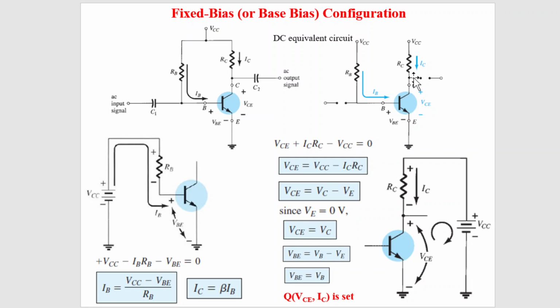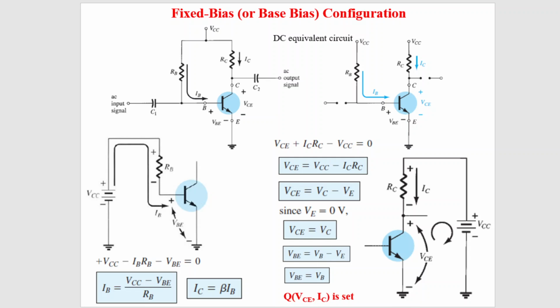That means the voltage at this point is VCE, equal to VC. Similarly, we know that VB, the base-emitter voltage, is known, so VB can be written as VB minus VE, and we know that VE is equal to 0, so VB is equal to VBE. Now, one Q point is IC, and another Q point we know is VCE.